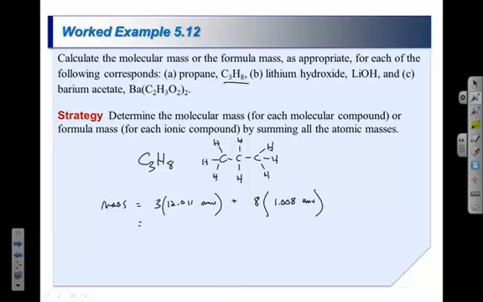So then I just have to plug that into my calculator. Just so easy. I feel like I'm wasting your time doing it. So I'd multiply 3 times 12.011, add that to 8 times 1.008, and I get a mass of 44.10 AMU. Actually, I had 3 decimal places of certainty in each number, so I should be able to go out to 3 decimal places of certainty here.